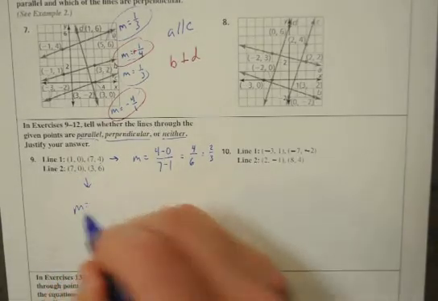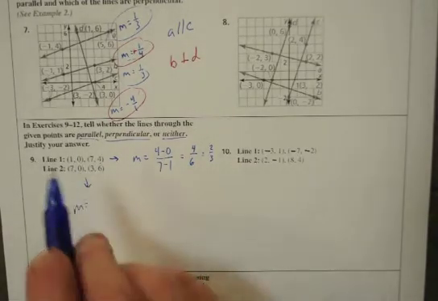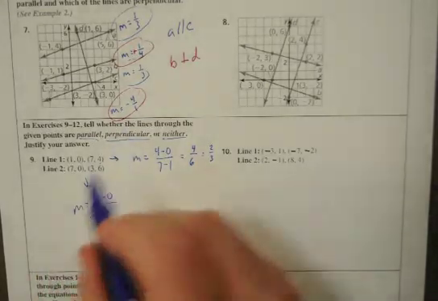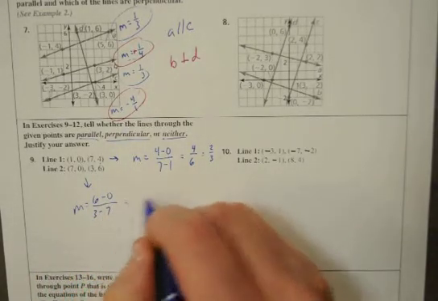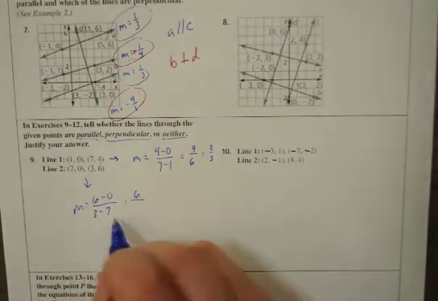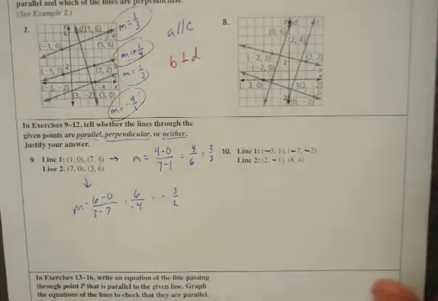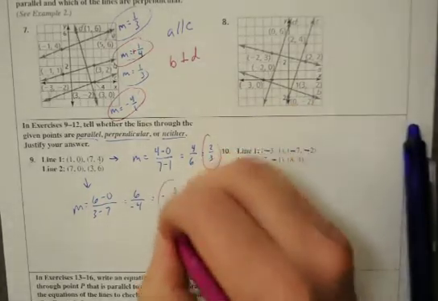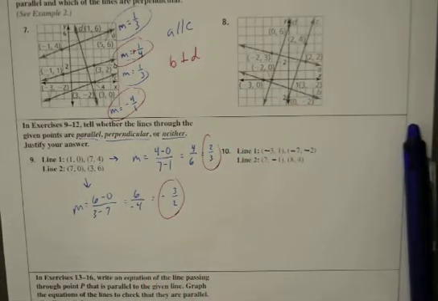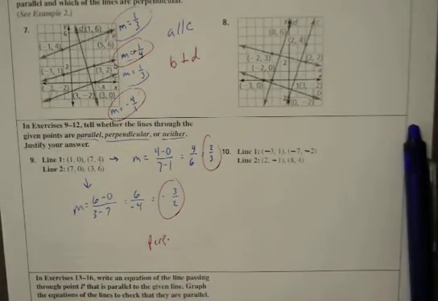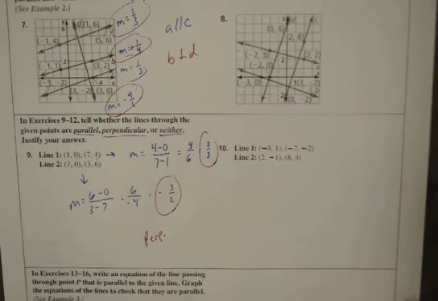The slope of this line is 6 minus 0 over 3 minus 7, which is 6 over negative 4, which is negative 3 over 2. Let's look at these slopes. They are opposite reciprocals. Perpendicular is the result there. Now do 10 by yourself.